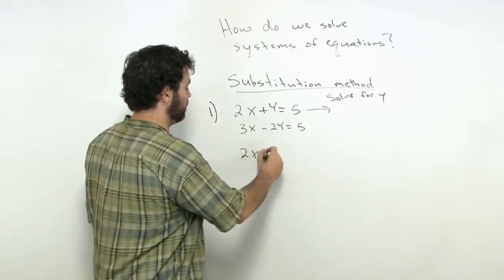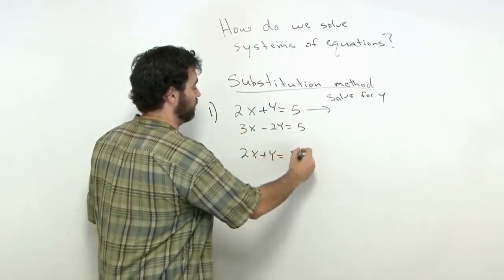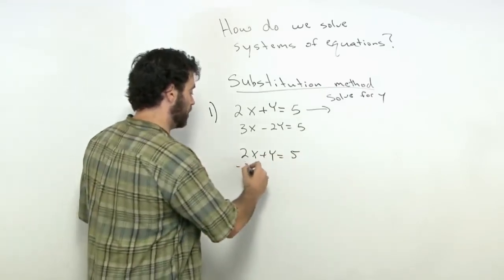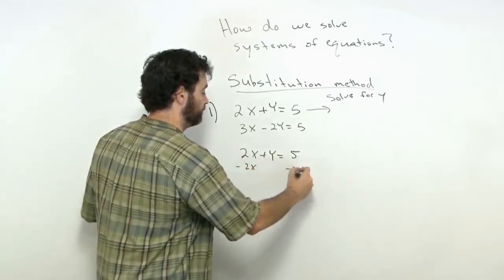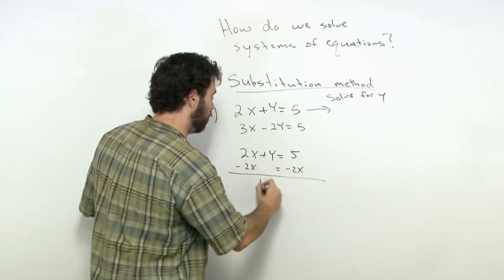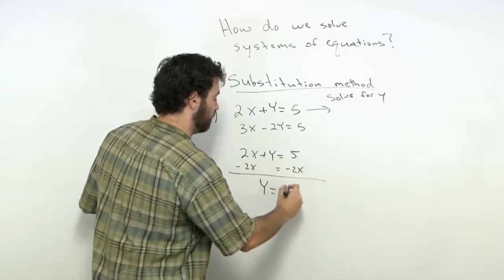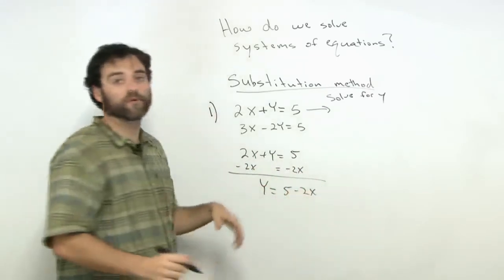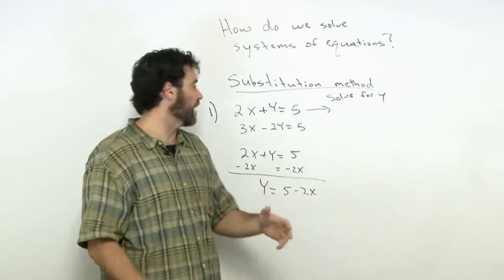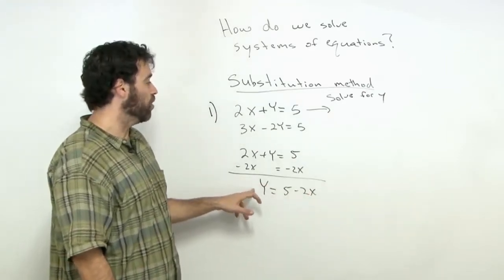So I get 2x plus y equals 5. I'm going to subtract the 2x to this side, and I get y equals 5 minus 2x. Some people might write minus 2x plus 5. Doesn't matter. Now, I know what y equals.